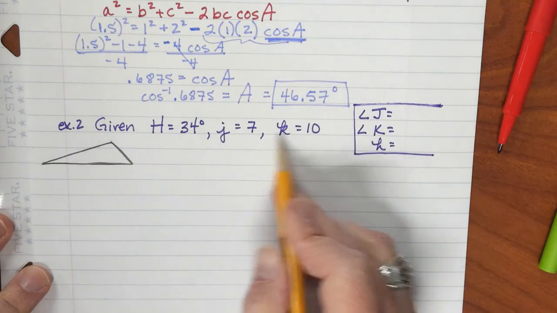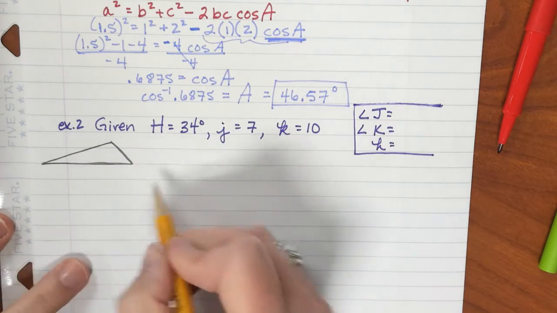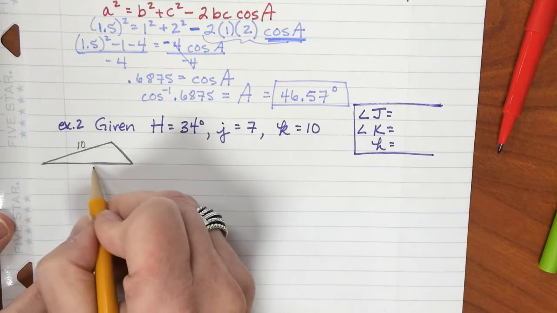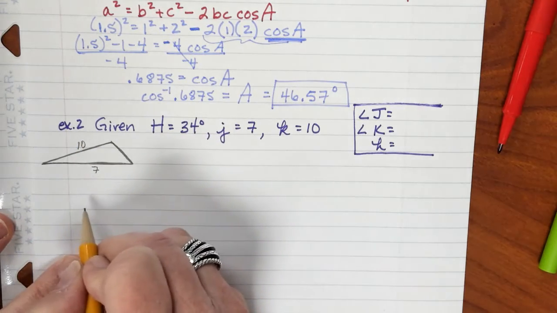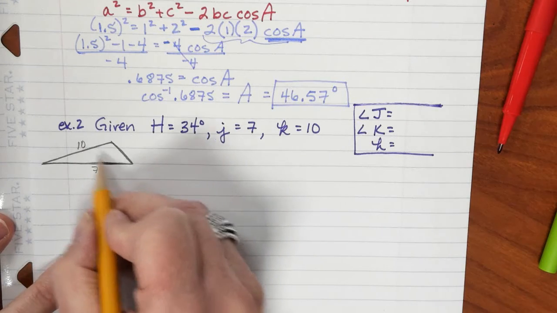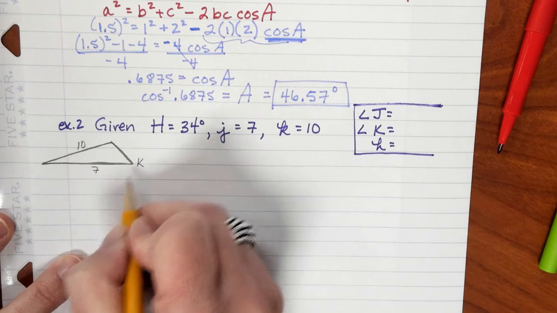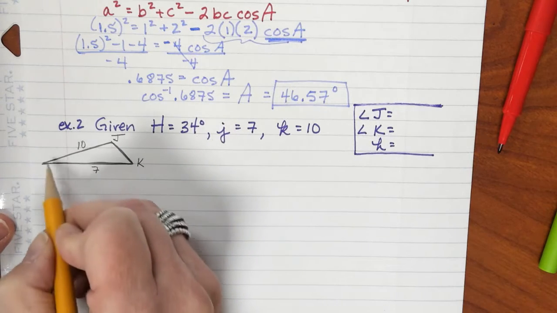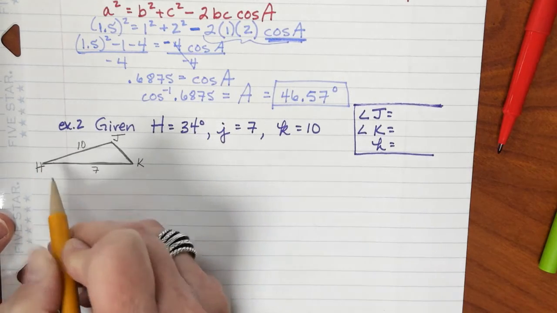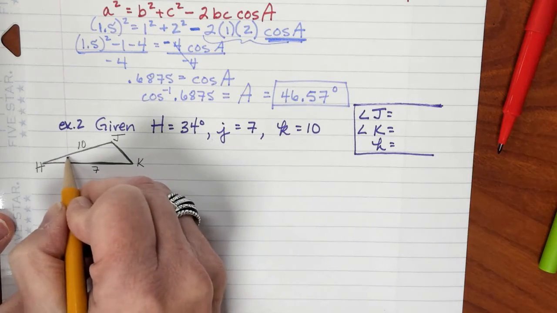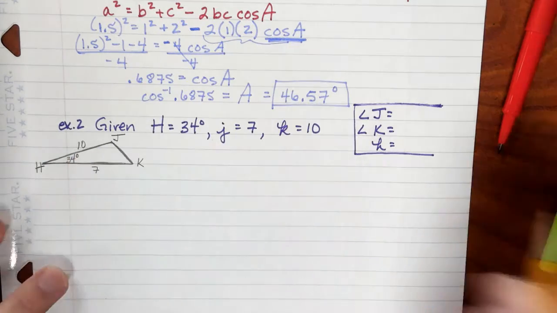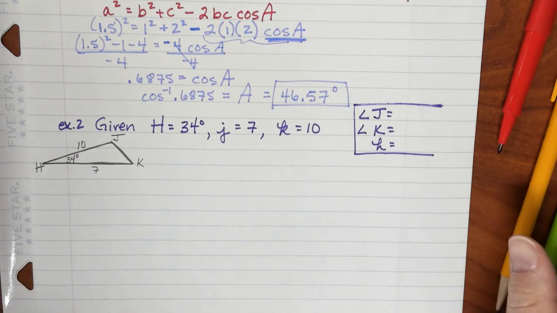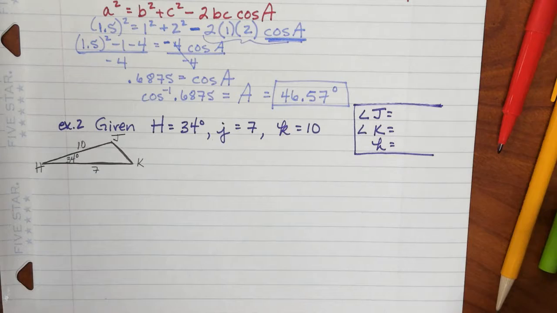Okay, I see that K is 10, so I'm going to make this 10. And J is 7, I'll make this 7, which makes this angle K, which makes this angle J, and this must be H, which is 34 degrees. All right, now I need to figure out the other two angles and the other side.